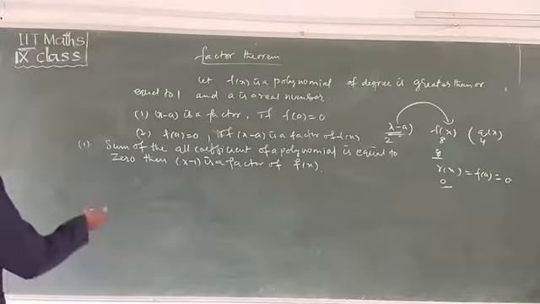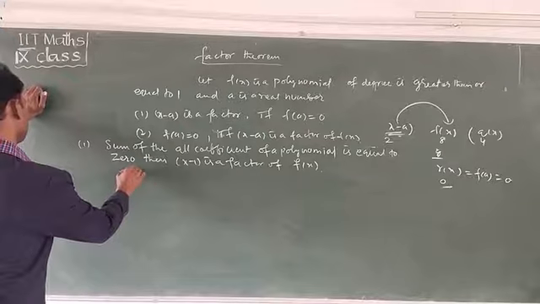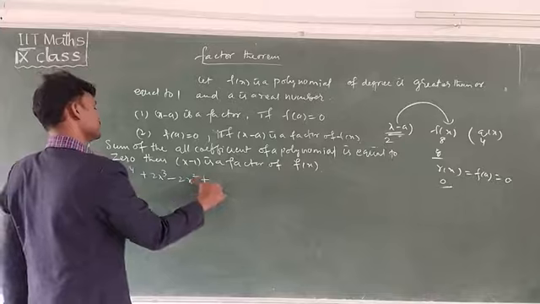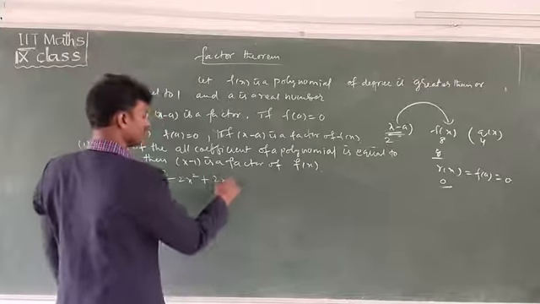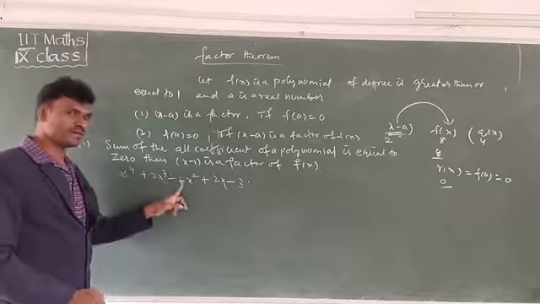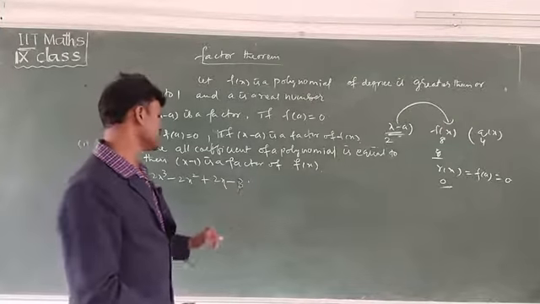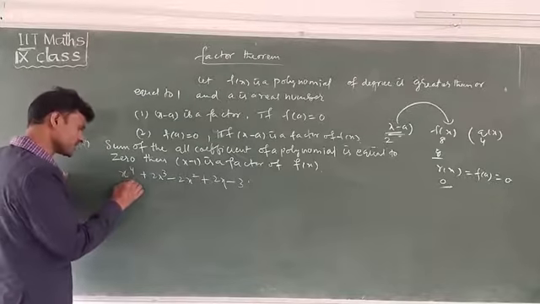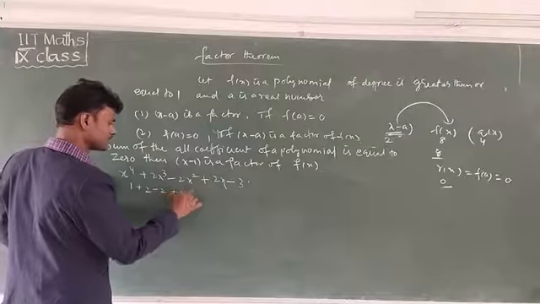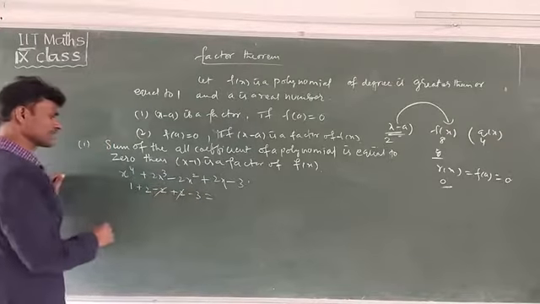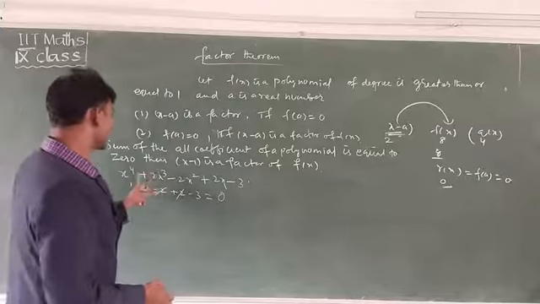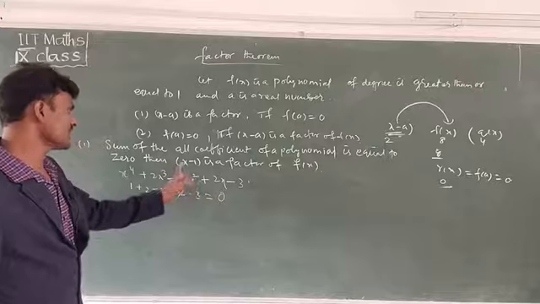Which polynomial do you have to take? For example, x to the power of 4 plus 2x cube minus 2x square plus 2x minus 3. Here its coefficients are 1, 2, minus 2, 2 and minus 3. Now you can add: minus 2 plus 2 cancel, 1 plus 2 is 3, 3 minus 3 is equal to 0. That means the sum of all coefficients is equal to 0, so x minus 1 is a factor of the given polynomial.